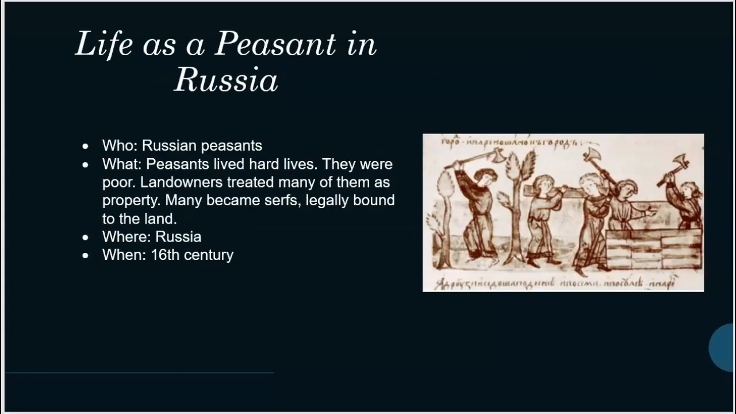Life as a peasant in Russia. Who? Russian peasants. What? Peasants lived hard lives. They were poor. Landowners treated many of them as property. Many became serfs, legally bound to the land. Where? Russia. When? The 16th century.